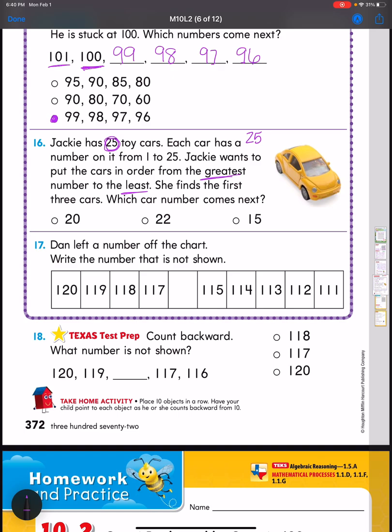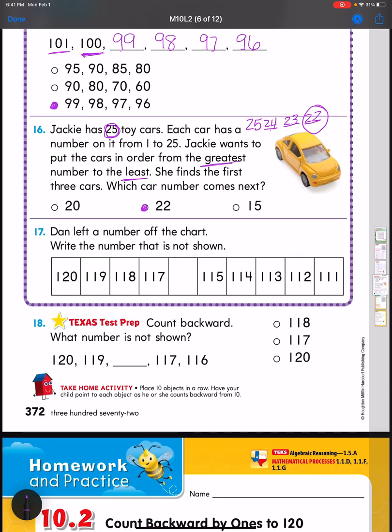And she finds the first 3 cars. I'm going to count backwards. 25, 24, 23, 22. This would be the car that comes next. All right, Dan left a number off the chart. Write the number that is not shown. So 120, 119, 118, 117, 20, 19, 18, 17. I'm going to have a mystery number.